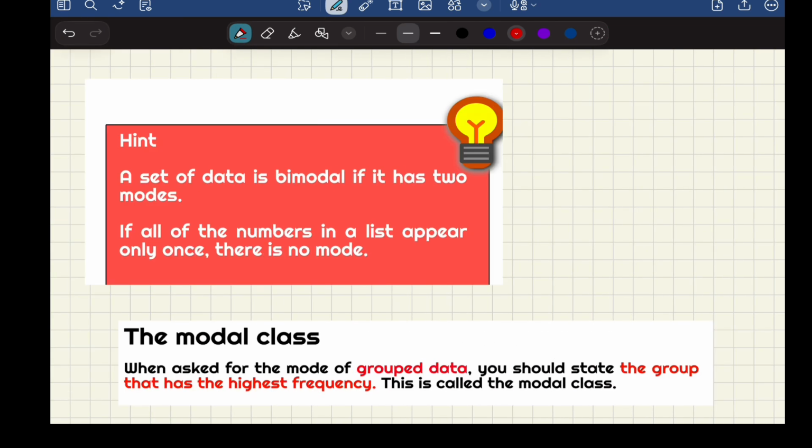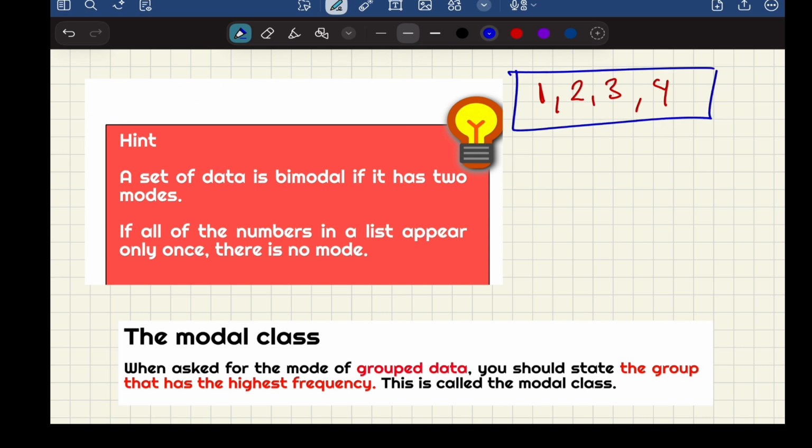Sometimes we can have a special situation. If we have these numbers 1, 2, 3, 4, and then we have to find the mode. Here you need to be careful because using these numbers there is no mode, because each number is repeated once. So we can say there is no mode. Something that is a little tricky.